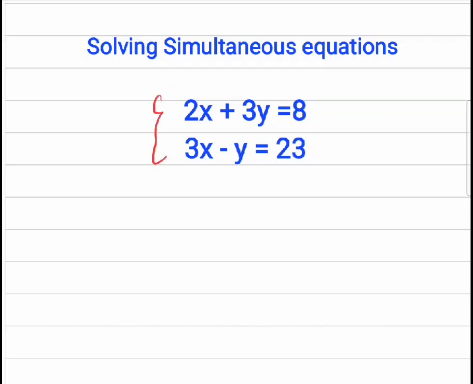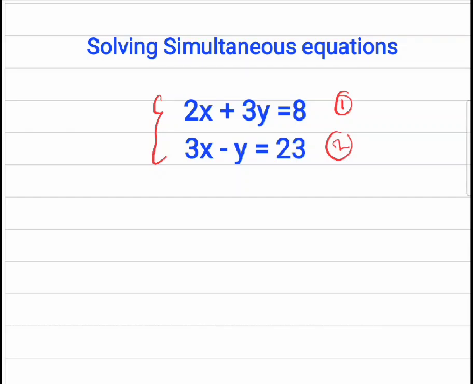So we have two variables in each one, and we have two equations. And we want to find out values of x and y that satisfy both of these equations at the same time. So that's what the word simultaneous means. Okay, now I've labeled this equation, equation 1, and the second one, equation 2. And it's important to keep track of what you're doing to each equation.